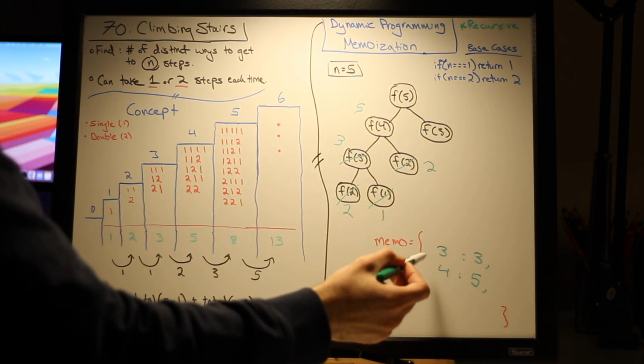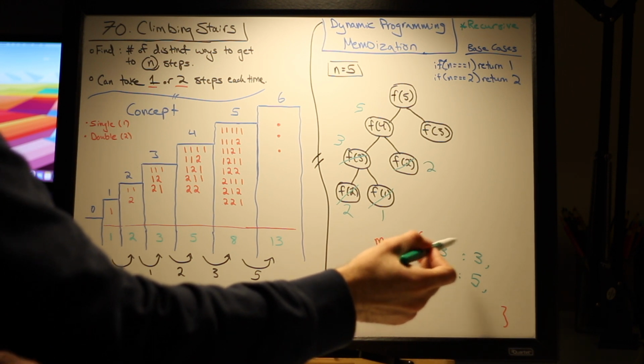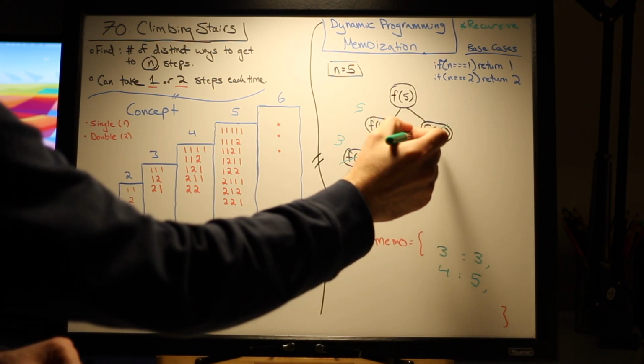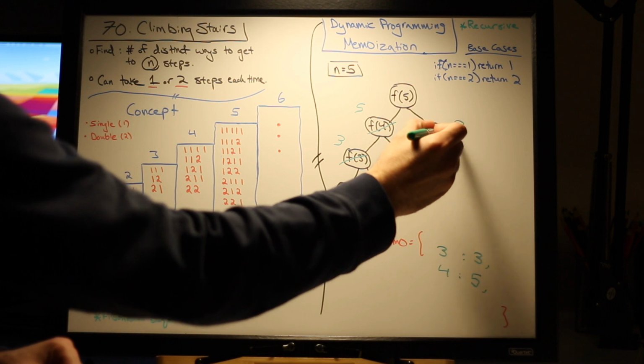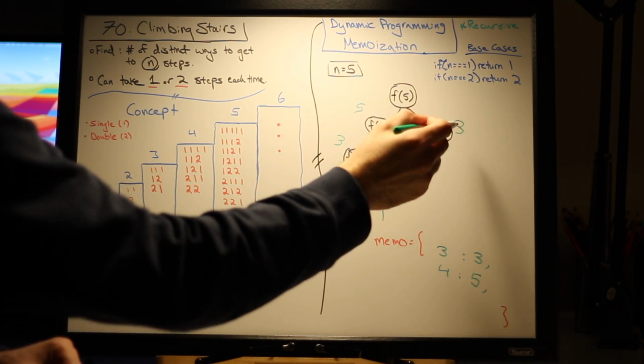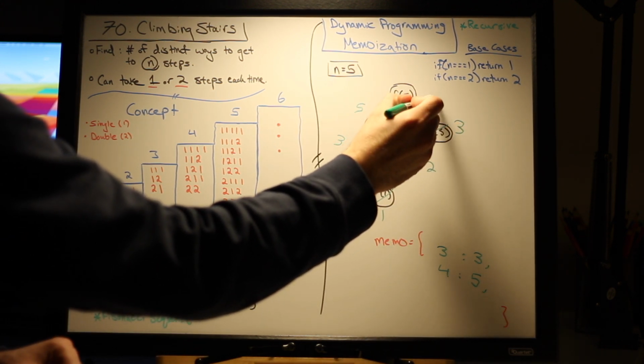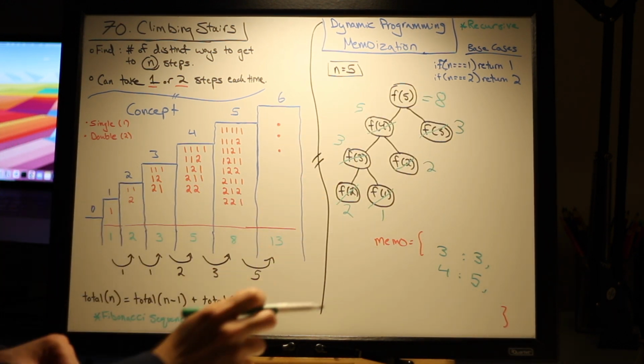And now I have 5 for f at 4, and then f at 3. Well, I can check my memo, so it does exist in there, and the answer is 3. So that's just going to evaluate to 3. And now f at 5 is just the sum of those two. So 5 plus 3 is equal to 8. And that's my final answer.